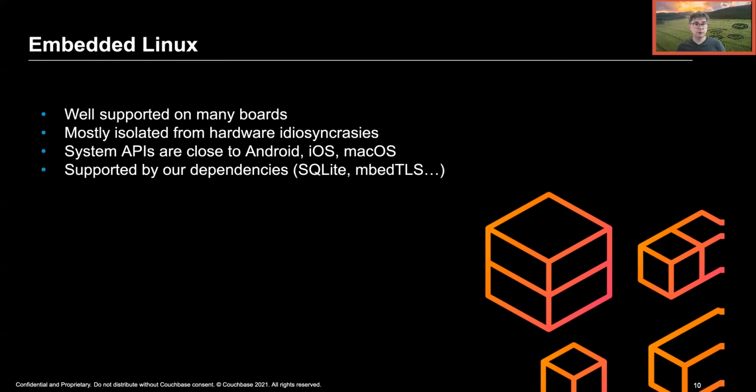The OS that really worked well for this is embedded Linux. It's already really well supported on quite a lot of embedded boards. Raspberry Pi, obviously, but there's a lot of others from BeagleBone and other developers that run Linux. You're pretty isolated from all the hardware idiosyncrasies when you're coding to Linux APIs. And of course, these system APIs are very close to Android, which is a Linux distro, and pretty close to iOS and macOS in that you have the POSIX. So we already have good support for those APIs. And Linux is also well supported by the libraries that we depend on, such as SQLite and Embed TLS and such.